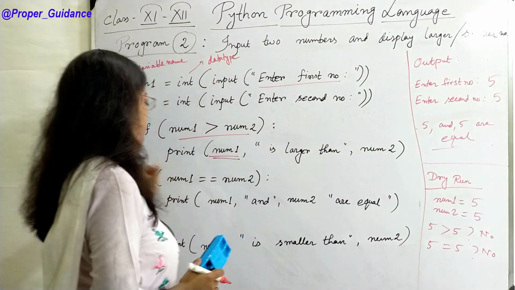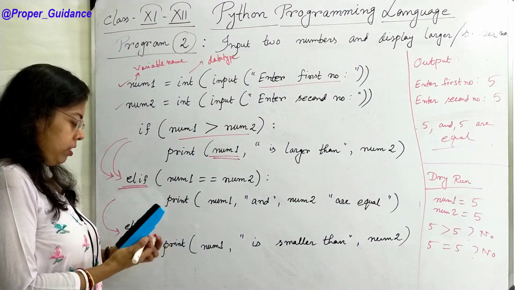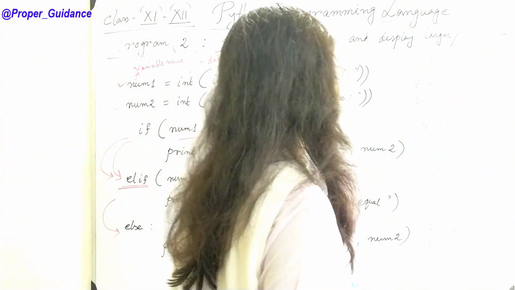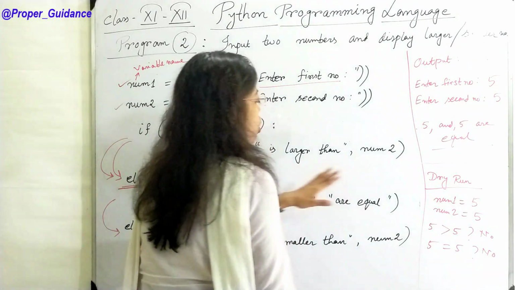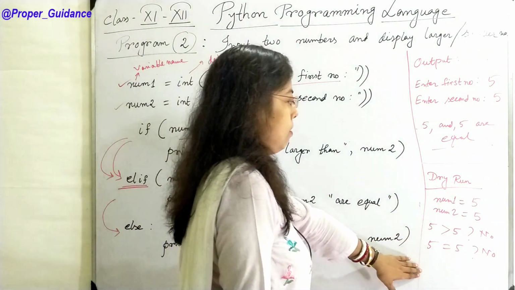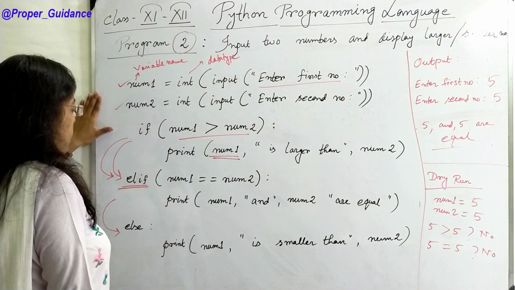Clear? I think this is clear to you. This section is known as the dry run of a program. We often use the dry run section to clear the logic of a program. Okay, this is very vital. Okay, now this is the program.